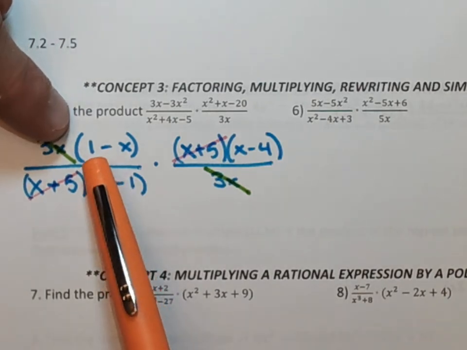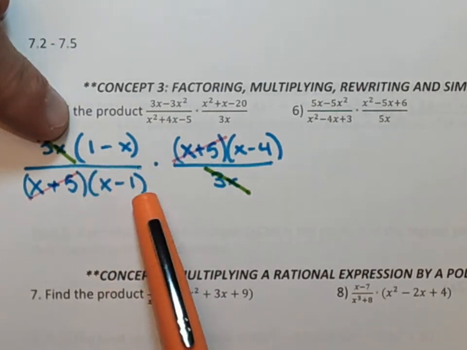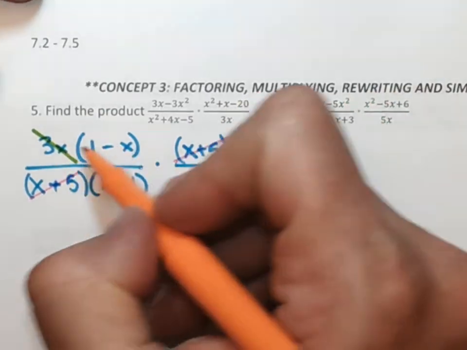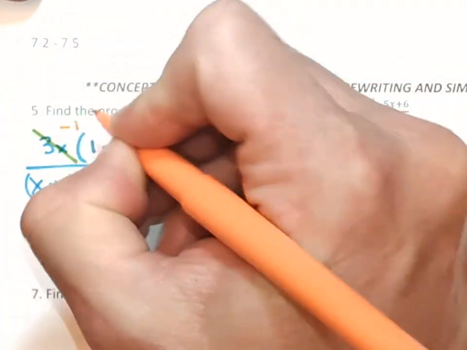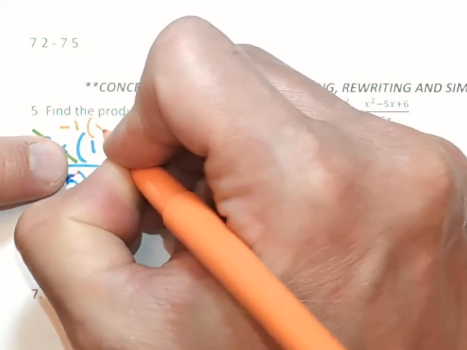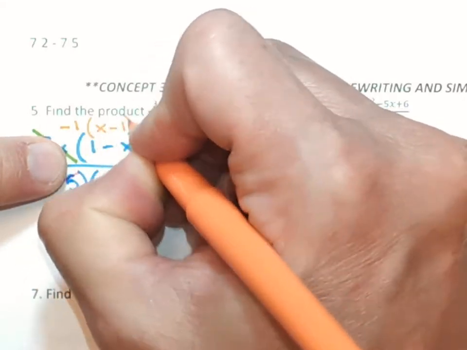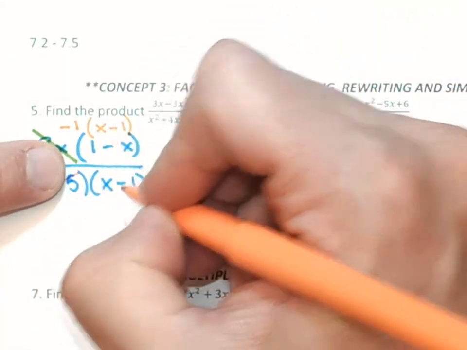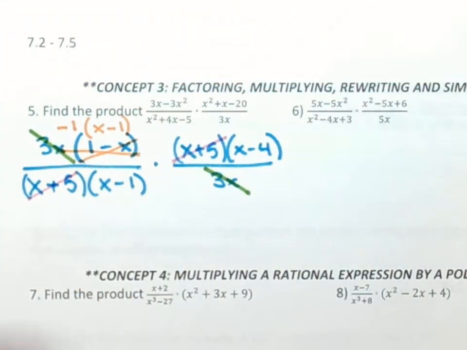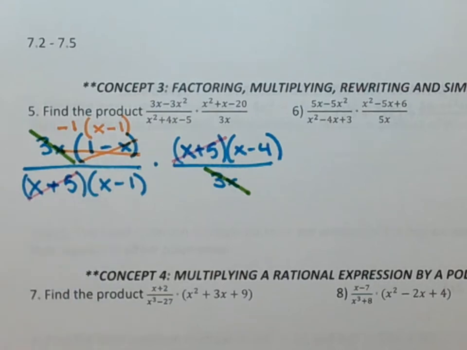Alright, and look at here. We have 1 minus x and x minus 1. And those are pretty close. And actually, I can simplify here if I factor out a negative 1. So if I factor out a negative 1, it becomes negative 1 and positive x. And if I write it in the reverse, x minus 1, now I have the exact same binomial, so I can cancel those out.